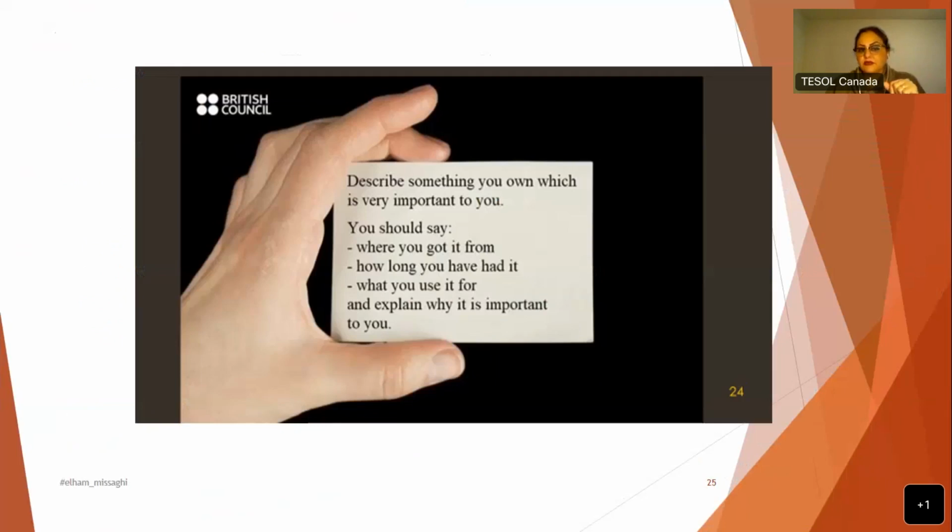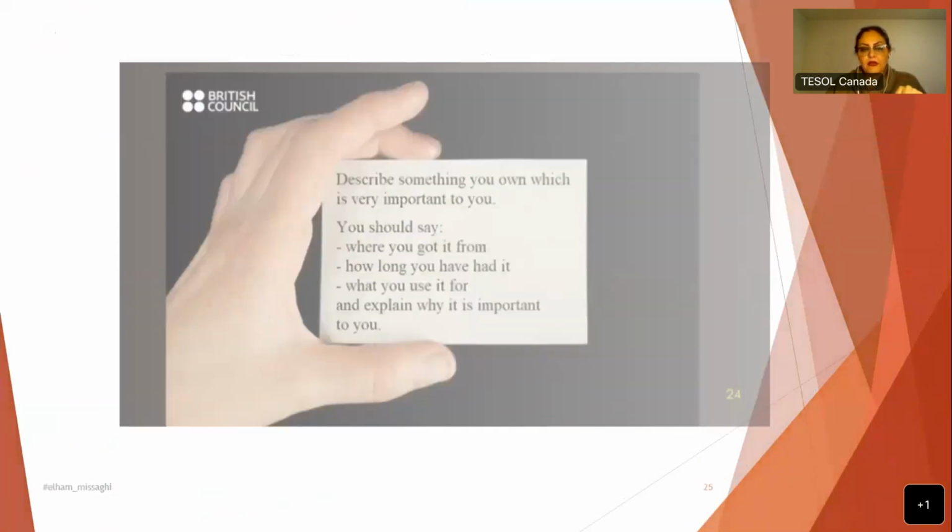Here is another example. So they give you a task, right? Describe something you own, which is very important to you. So you should say where you got it from, how long you have had it, what you use it for, and explain why it is important to you.